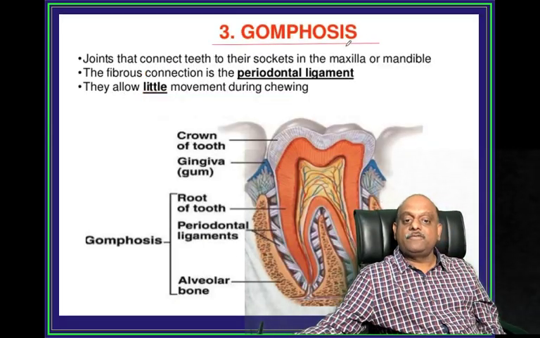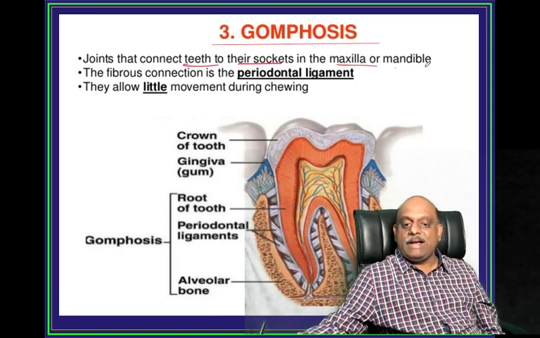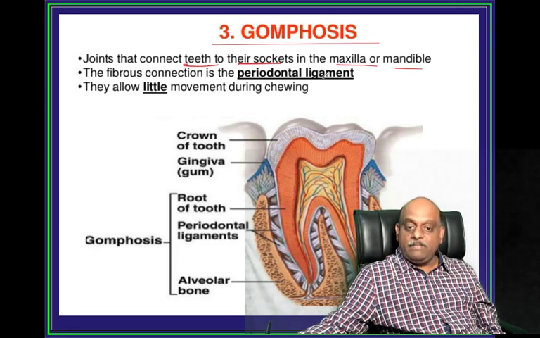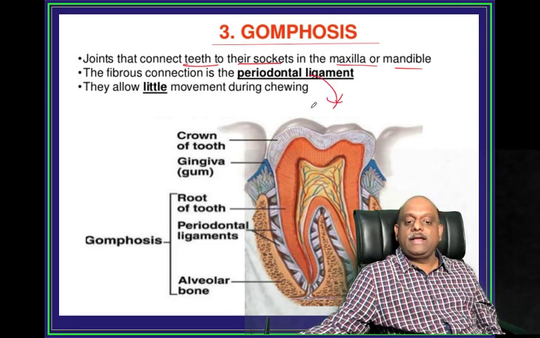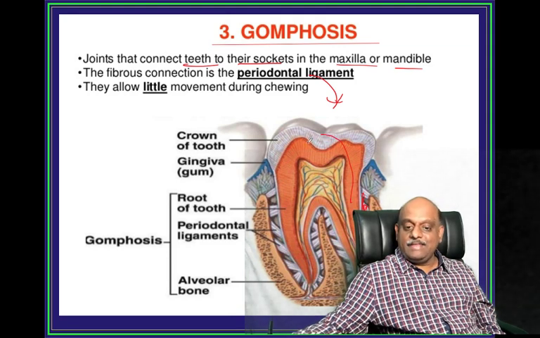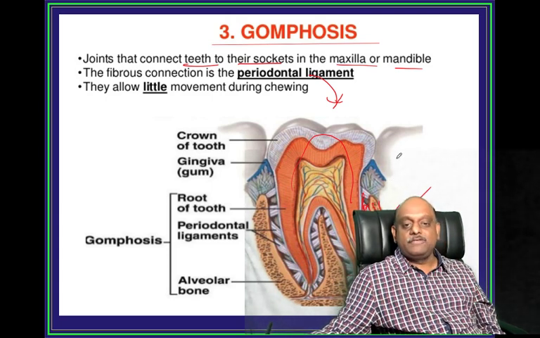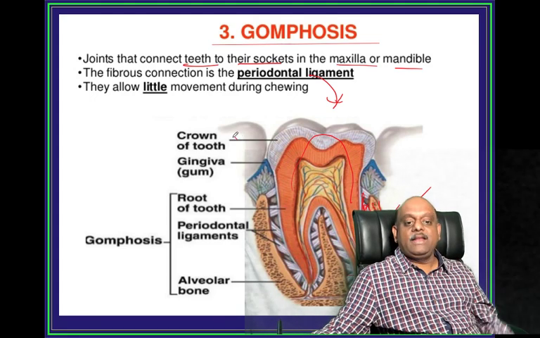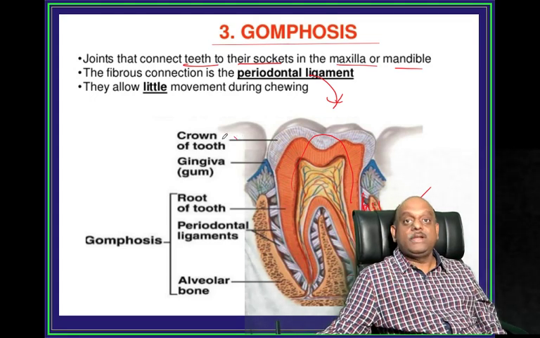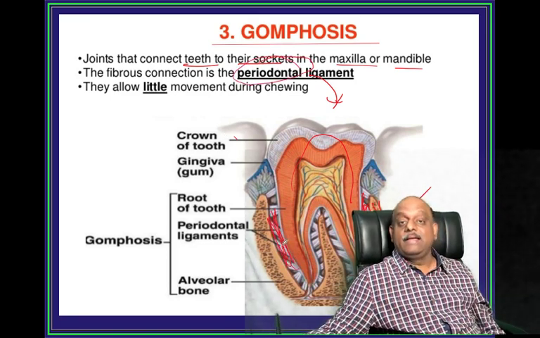What is a gomphosis? Joints that connect the teeth to their sockets in the maxilla and mandible, and the fibrous connection is the periodontal ligament. A periodontal ligament is that fibrous connection, and the teeth and the maxilla or mandible is basically called as the gomphosis. And there is a very little movement during chewing because of this tight periodontal ligament which is connecting, is what you should remember.